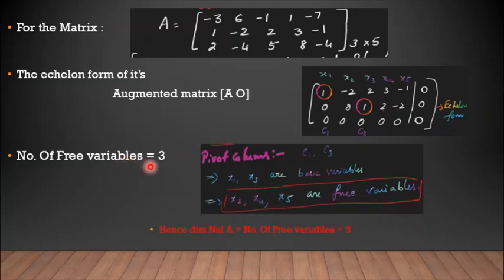Then the number of free variables is 3, so the dimension of null A will be equal to the number of free variables, that is equal to 3. So to find the dimension of the null space, you have to find a basis for the null space. After finding the basis for the null space, the number of vectors in the basis will be the dimension of the null space. It is nothing but equal to the number of free variables in the echelon form of the augmented matrix.